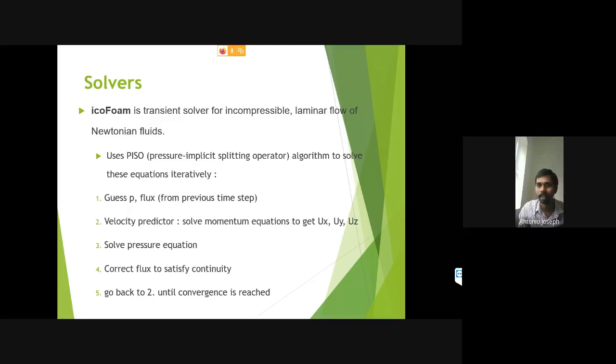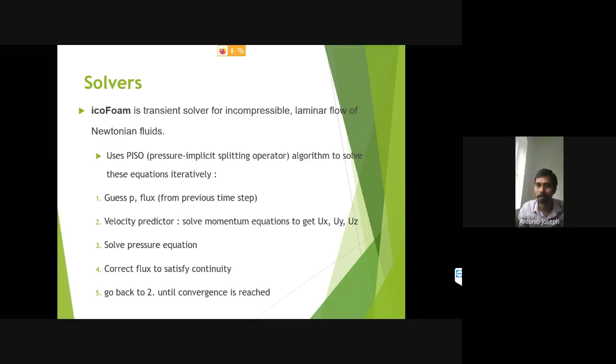Nu t and nu tilde are the turbulent kinematic viscosity files. That file itself won't be there. Now, in this particular folder, we can see two files in the zero folder: nu t and nu tilde.